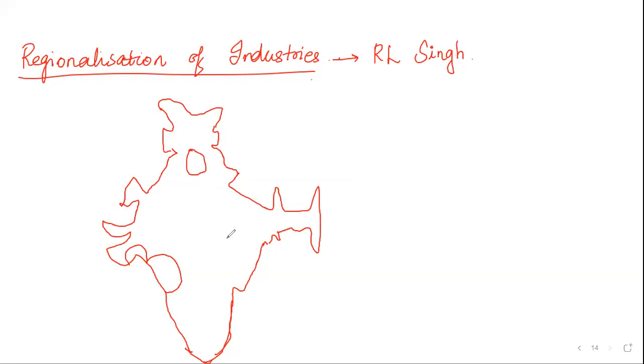Then I have the most important Chennai Bangalore belt, the Hooghly region, the Visakhapatnam Guntur belt, and finally the Chota Nagpur region.